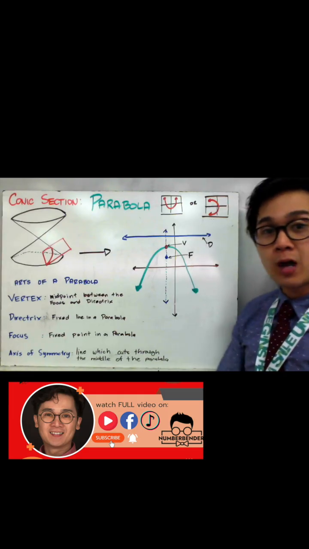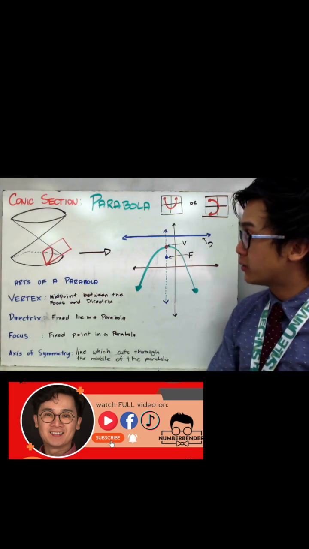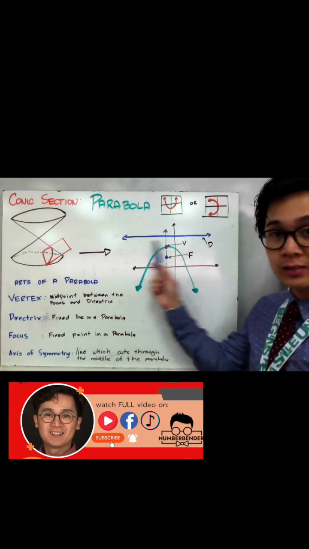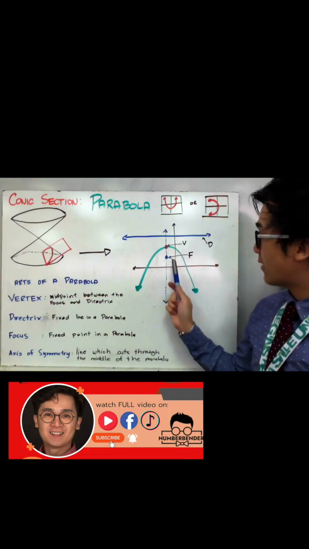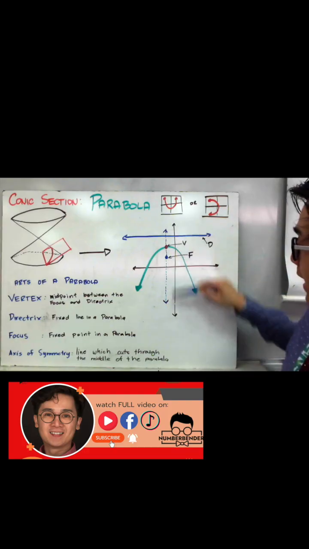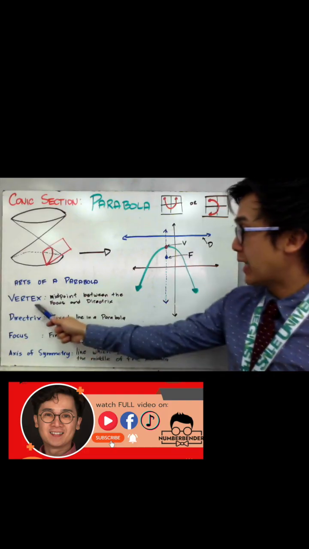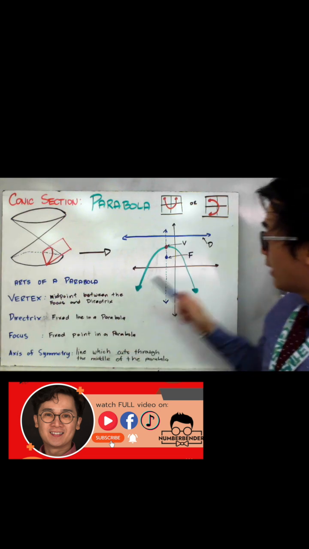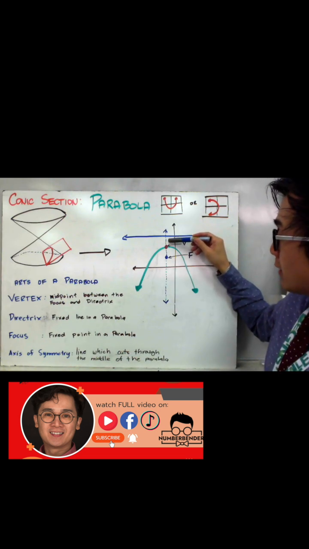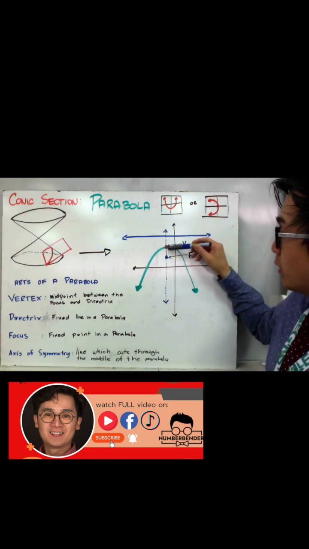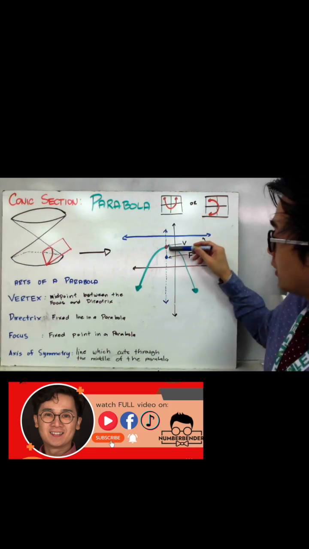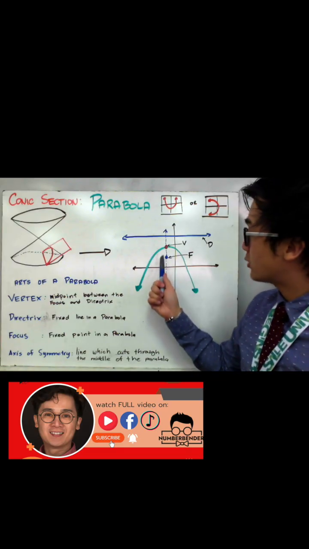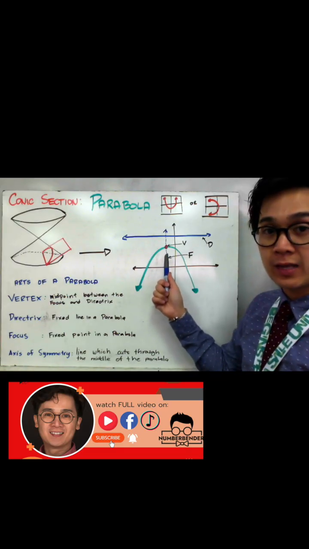Now, the parts of the parabola that we need to consider and need to know to be able to understand parabola will be our directrix, which is a line right here, the vertex and the focus, and also the axis of symmetry. Now, the vertex is the midpoint between the focus and the directrix. So therefore, there is an equal number of units away from the vertex to your directrix and from the vertex to your focus. And this is a very important concept to use to be able to analyze and understand parabola.